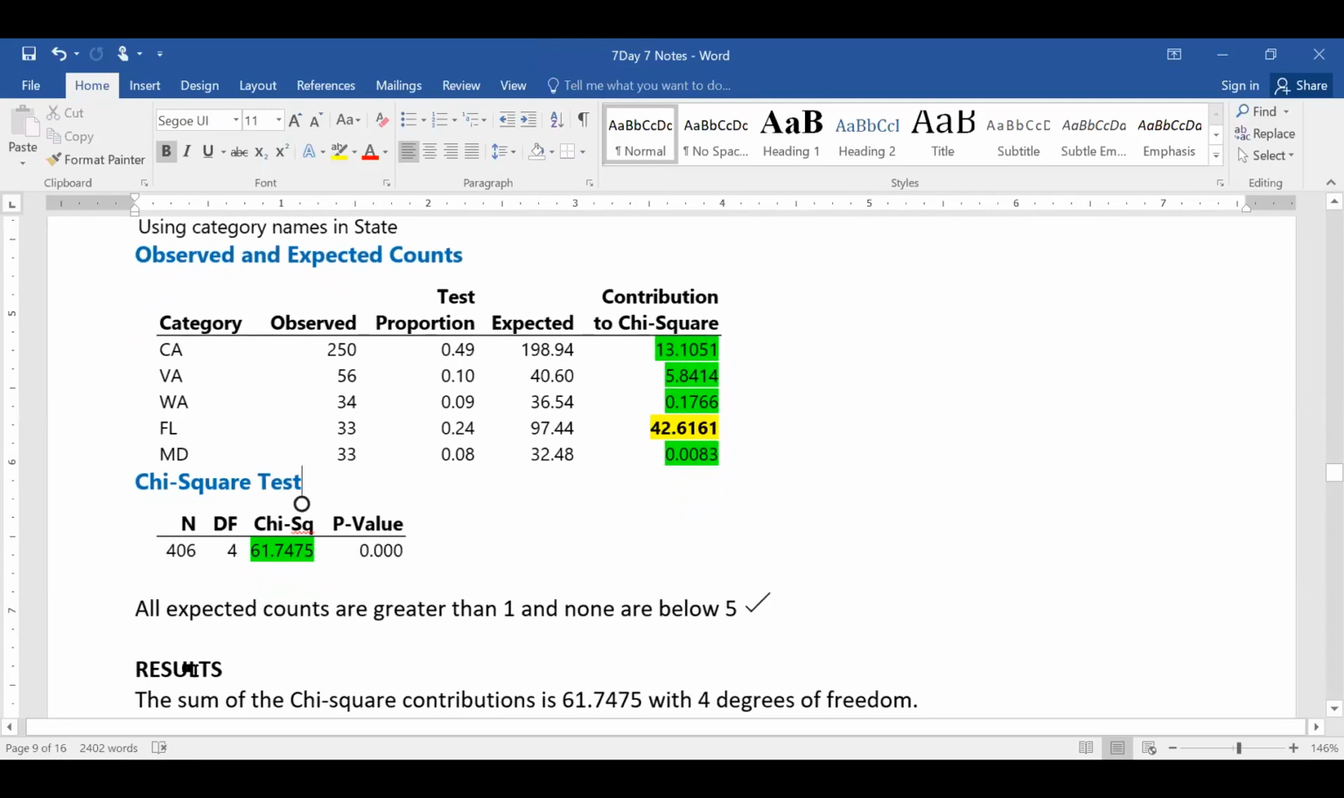Now here's my requirement checks. What I'm looking at is my expected. Look at, it's this column right here.